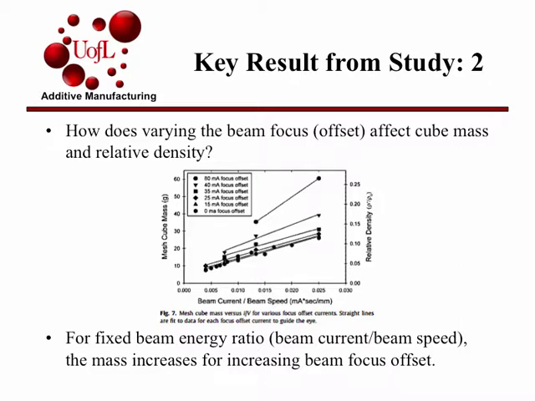The second key result from the study involves focusing the electron beam. So when you account for different offsets in the focus of the electron beam, for a fixed beam energy ratio, which is the ratio of the beam current over the beam speed, the mass will increase for an increasing beam offset. So here again you have your lowest beam offset, which was 0, which was the same results that we saw on the graphs before with no offset. And then as you increase the offset, both the mesh cube mass and the relative density will increase.